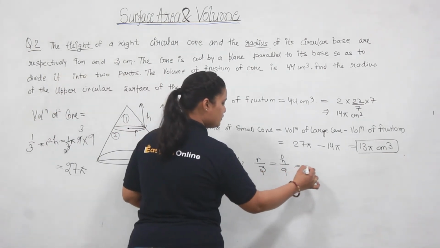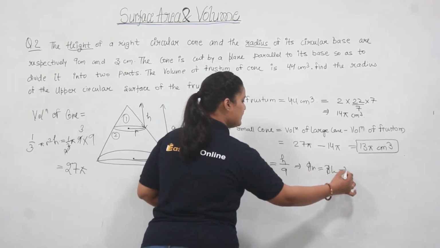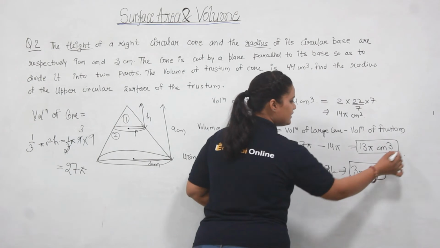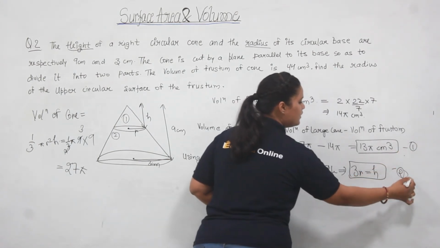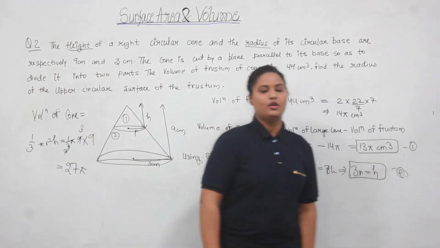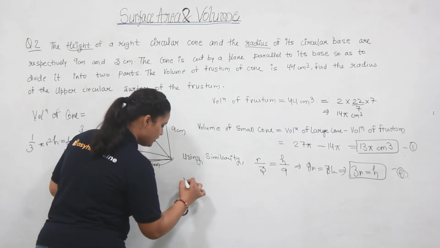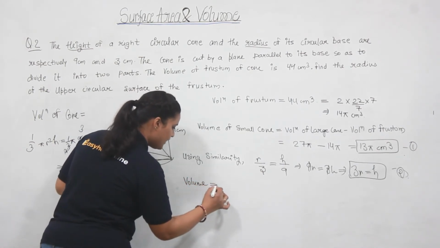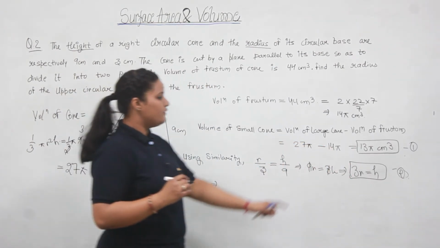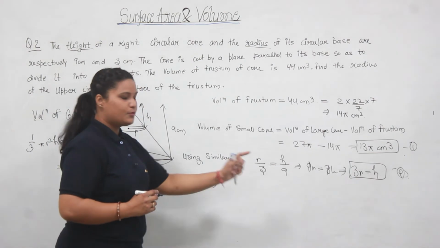Now I can find out the relationship between r and h. It will be 9r equals 3h, or I can say that 3r is equal to h. Clear? This is my number 1, this is my number 2. I have found out the relationship between small r and small h. Now the only one step left is to find out the volume. We already have the volume of the smaller cone, that is 13 pi, and we already know the relationship between the radius and the height of the smaller cone. So let's put the values.